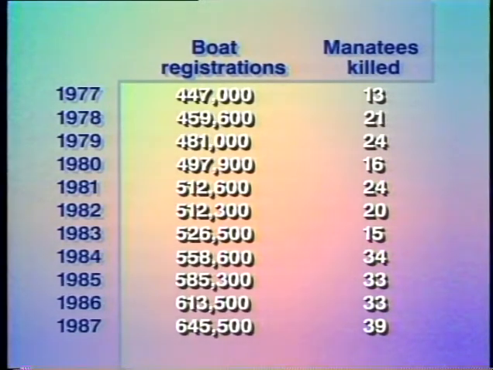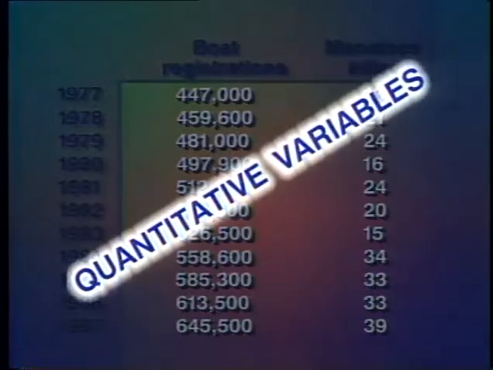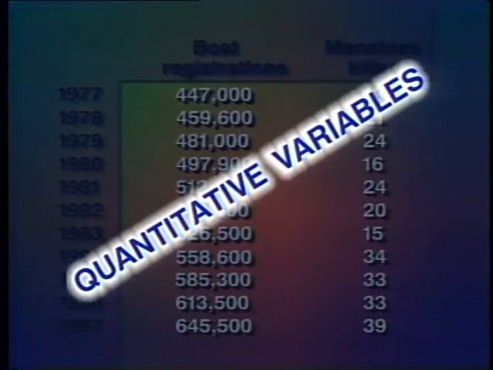Here are the data on powerboat registrations and manatees killed by boats for the years 1977 to 1987. Both boat registrations and manatee deaths are quantitative variables. A quantitative variable is measured numerically, which means that we can plot the values and do arithmetic with them. Height in inches is also a quantitative variable. Hair color, black, blonde, and so on, is not.